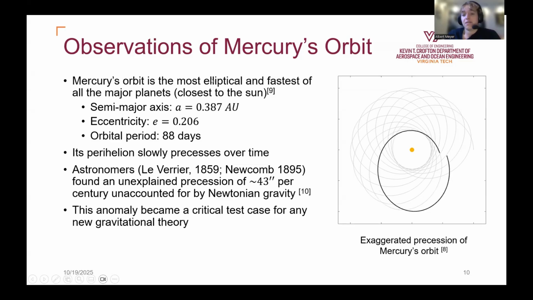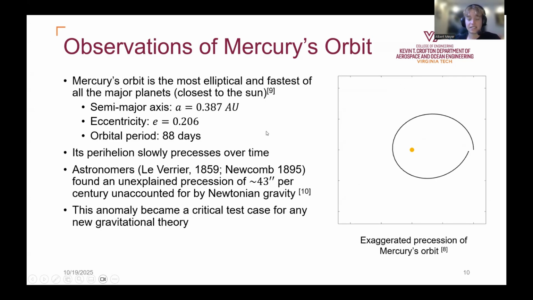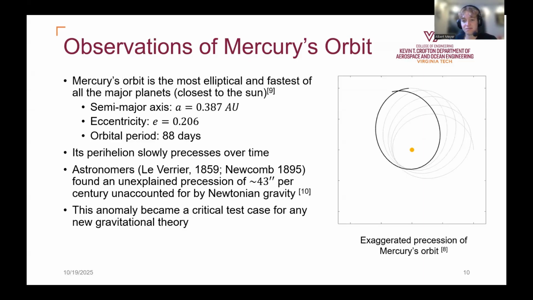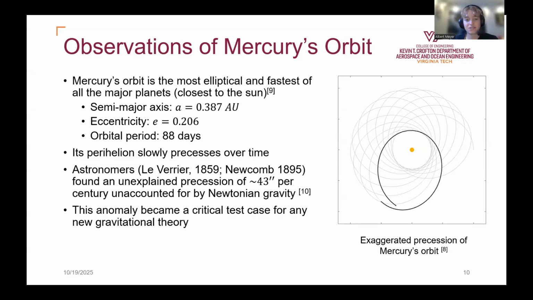So why Mercury? Well, it is the closest planet to the sun. So because of that, it has the most extreme relativistic effects due to the fact that it is just very close to the super, super massive object. Also, because it is the closest orbit, it is the fastest orbit. So it is the planet that is traveling the fastest in our solar system.